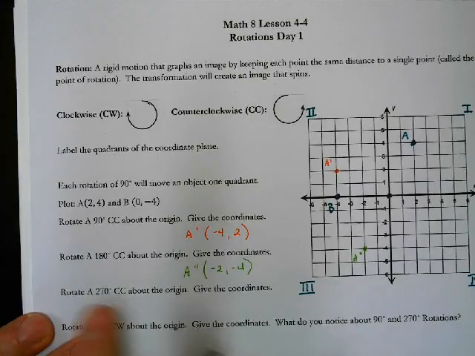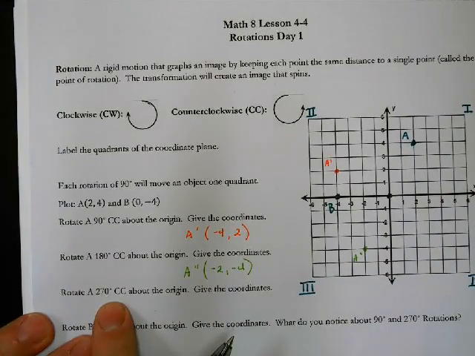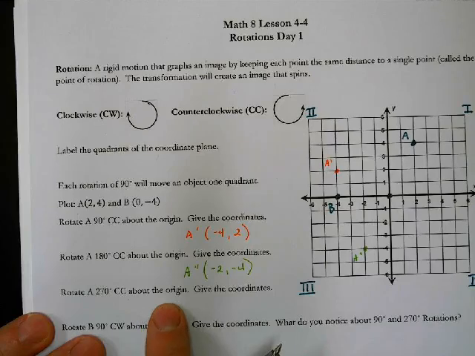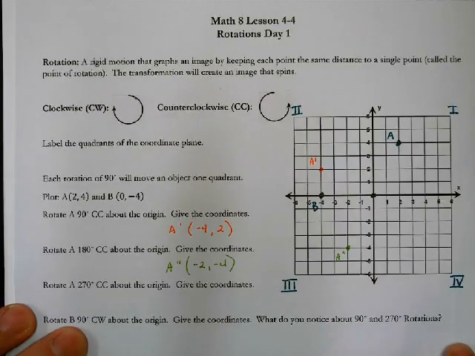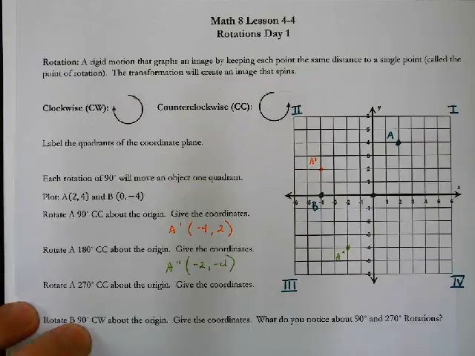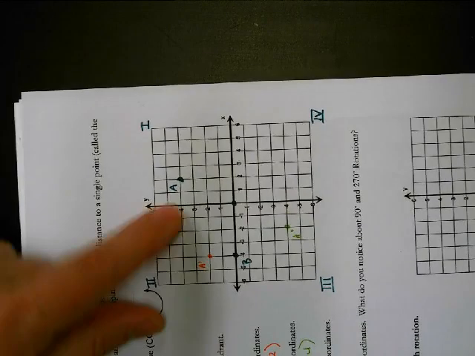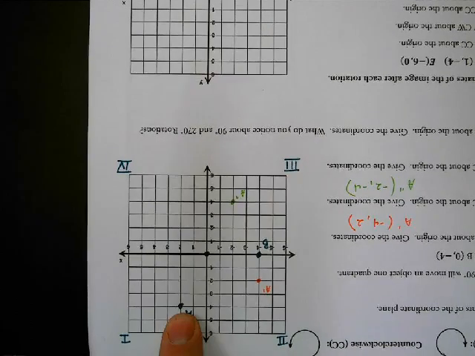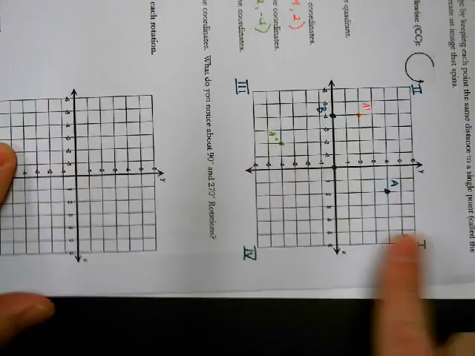All right, rotate A 270 degrees counterclockwise about the origin. Oh dear. All right, so that is 3 90-degree rotations. So there's 1. There's A in the second quadrant. There's 2. A's in the third quadrant. There's 3. A's in the fourth quadrant.